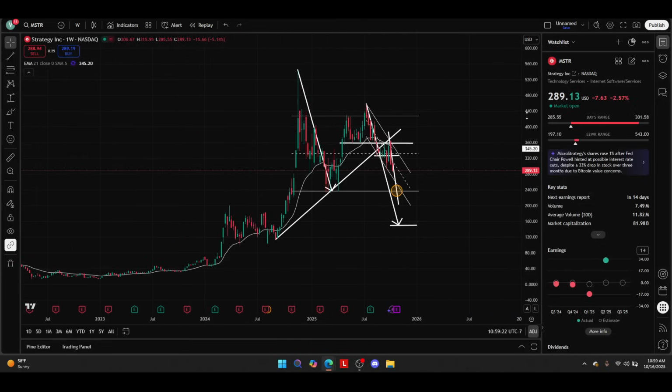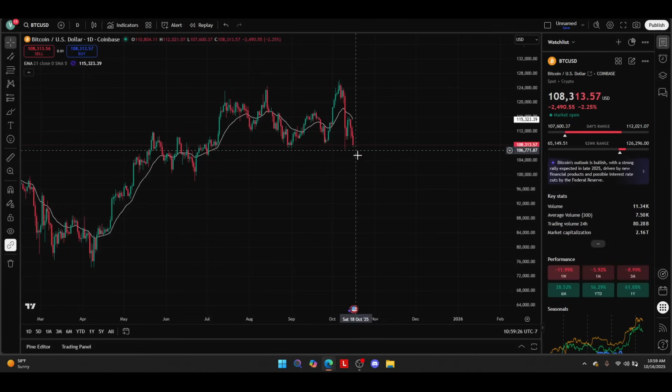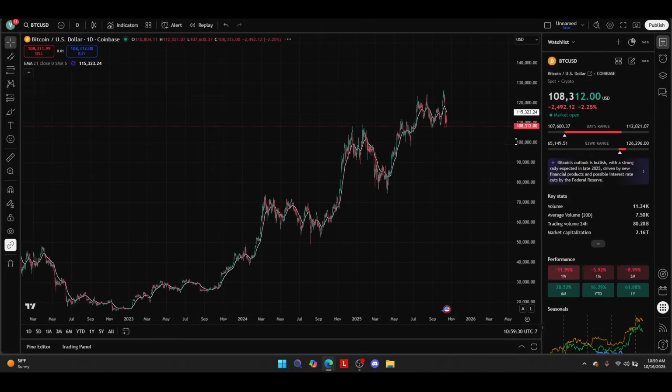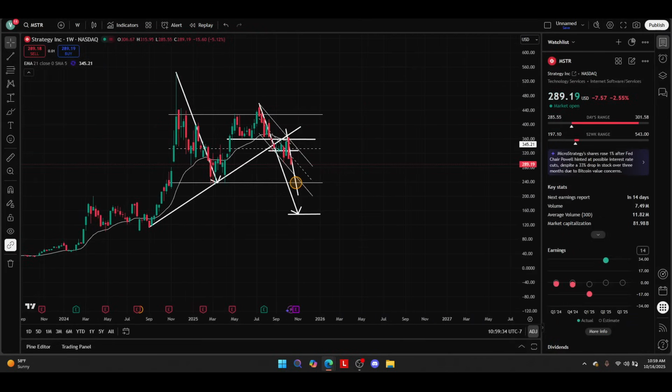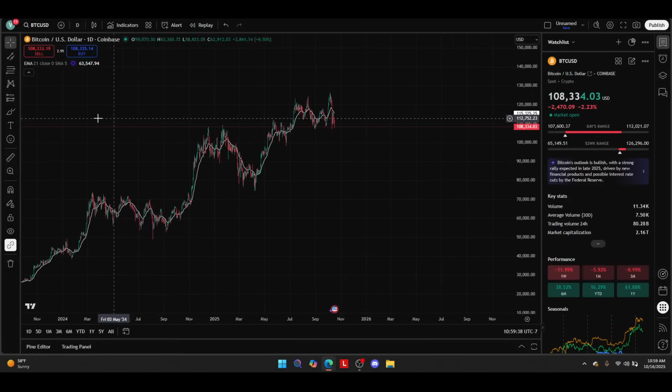So overall, MSTR still bearish, and Bitcoin bearish as well in the short term. But long term, I think that the structure looks vastly different than MSTR's. It looks much more bullish. I think that's what they're trying to do, right? Here's my conspiracy theory. I think they want to crash Bitcoin a little bit more.